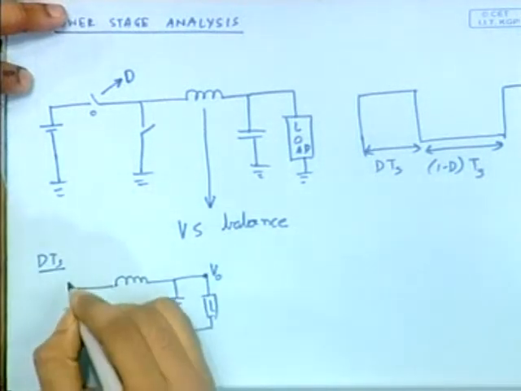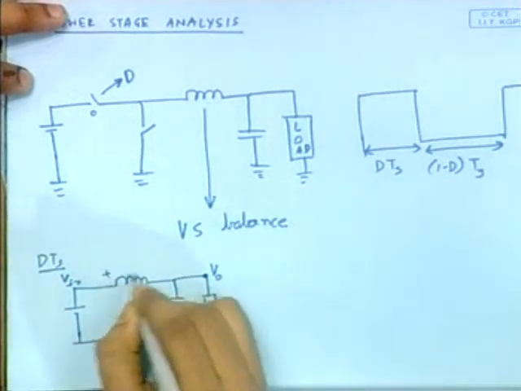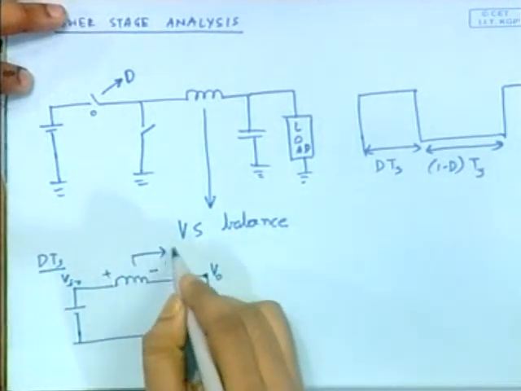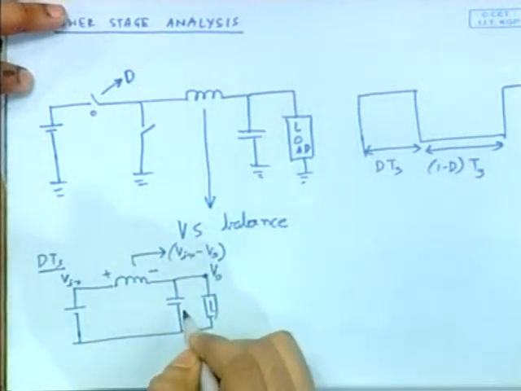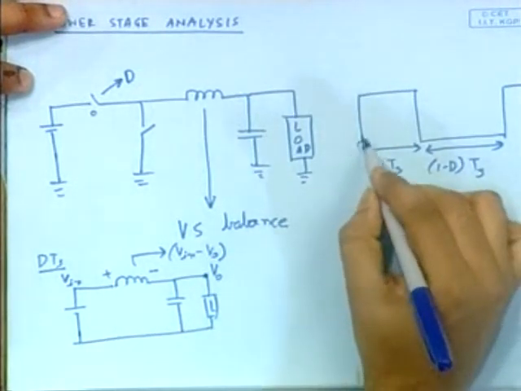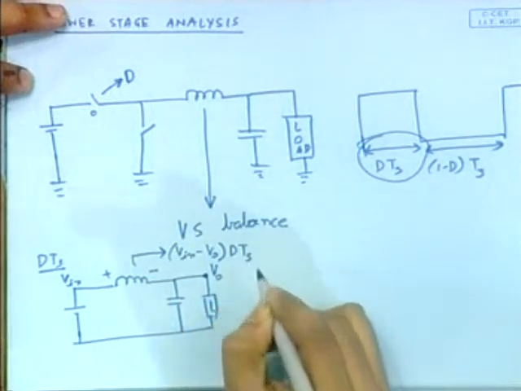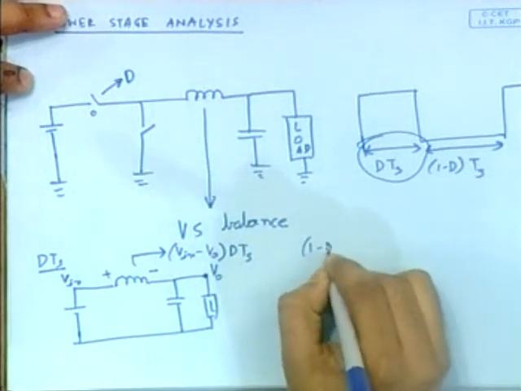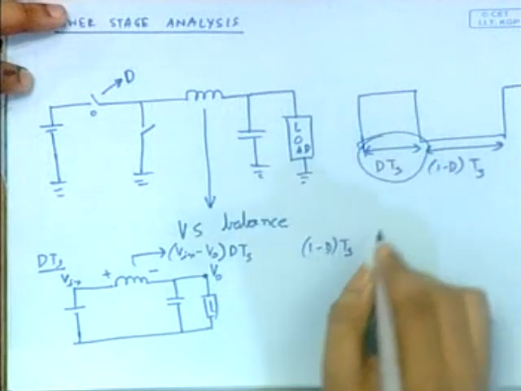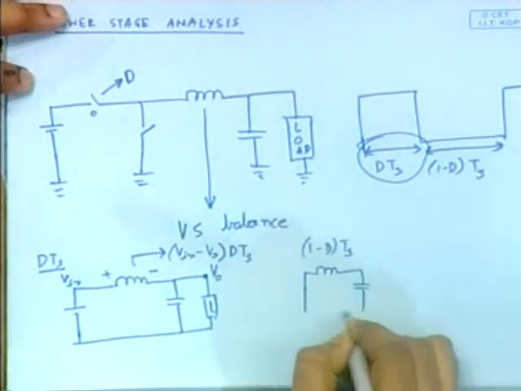So when the output voltage is constant and this is V in, what is the voltage difference across this? The volt difference is V in minus V out. And for how much time does this persist? This persists for DTs, right? So this will be V in minus V out times DTs, volt into second. Next, when it is 1 minus D Ts in the complementary switching mode, your circuit configuration will be something like this.